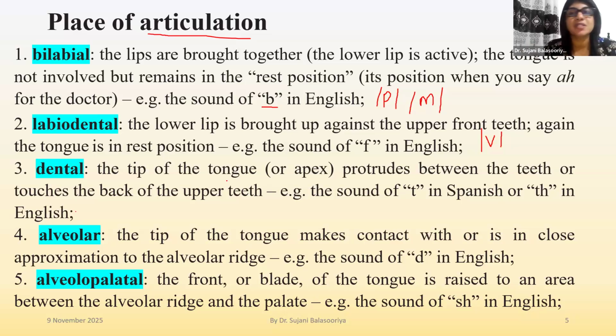Now, when we produce dental consonants, what happens? We raise the tip of the tongue and touch the upper teeth and produce consonants. Such consonants are called dental. There are some examples from Spanish also, but in English, actually, this is not the phonetic symbol.